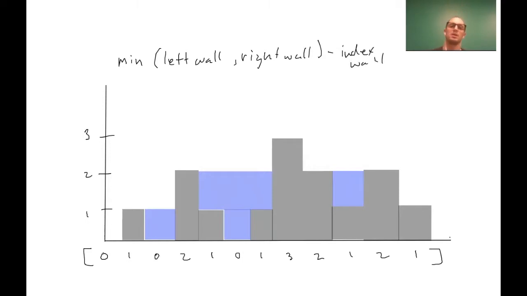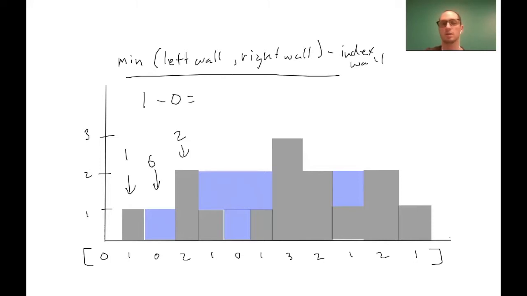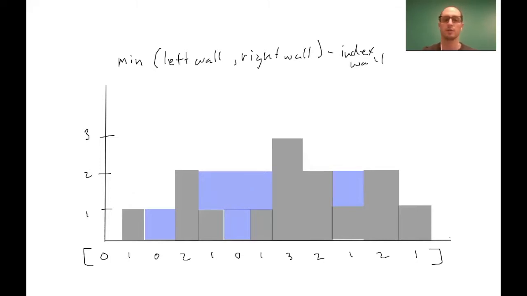So if we look at that, what are these values? This is a 1 here, this here is a 2, and this right here is a 0. Using this equation, the minimum wall height is 1, minus 0, which equals 1. Great. So we've figured out a way to find out how much water there is at any given space. Let's add these up. That first one is 1, so we'll put that over here.